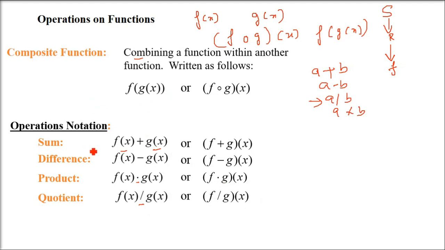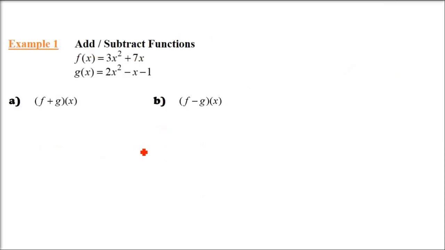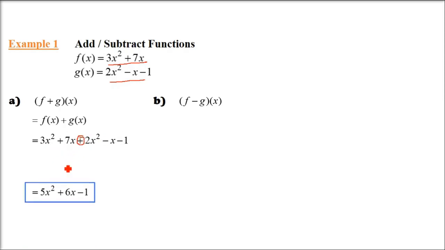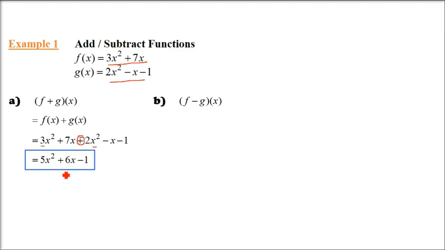Composite functions means, within another function we are putting another function. Operation of functions will give you a single expression. Let us start with add and subtract functions. We have f(x) and g(x), for example, here. So we have f(x) plus g(x). Take the first one, take the second one, just add them. This is a simple polynomial addition. So 3x² and 2x² will form 5x², 7x minus x is 6x, and negative of 1.